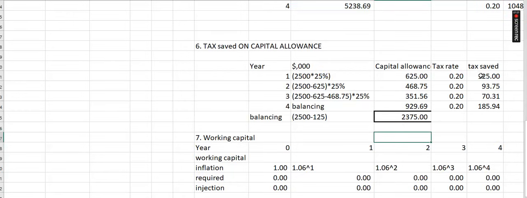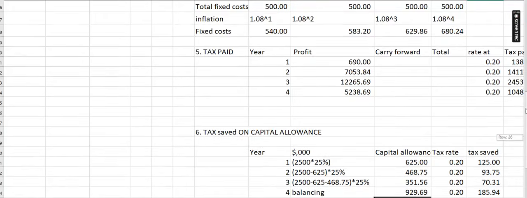So 625 times 20% is 125. Then you just drop down. So those are the depreciation, those are the tax saved on capital allowances. Your job is to copy them to the formula sheet.